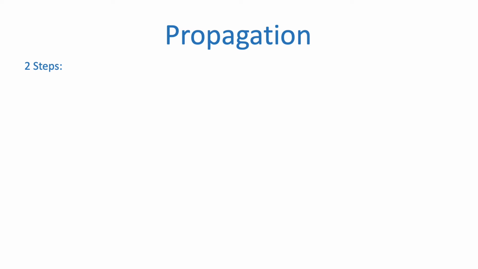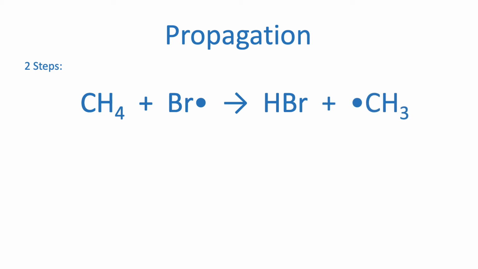The next stage in the mechanism is called propagation, and this involves two steps. Propagation is probably the most confusing and least well understood of the stages in free radical substitution. In the first step, our alkane reacts with our halogen radical that was produced in the initiation step. This produces a molecule of HBr. This is done by the bromine removing a hydrogen atom from the methane molecule. This leaves a methyl radical.